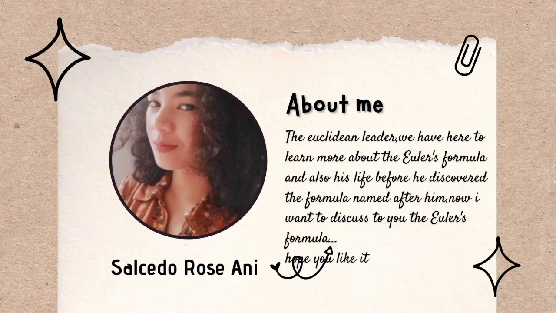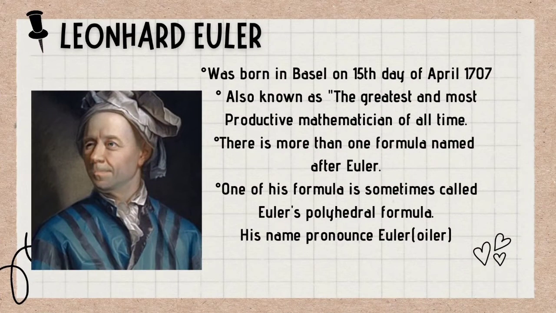Salcedo Rose Annie, the Euclidean leader. We have here to learn more about Euler's formula and also his life before he discovered the formula named after him. Now, I want to discuss with you Euler's formula. Hope you like it.